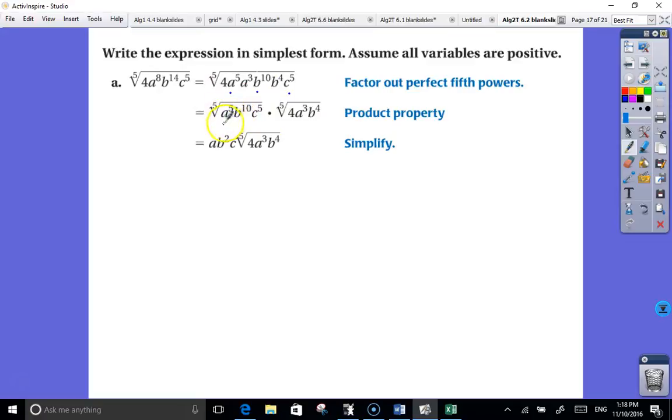Okay, then now we can simplify this by just doing the divide. Exponents by index. 5 divided by 5 makes a to the 1. 10 divided by 5 makes b squared. 5 divided by 5 makes c to the 1st. And again, notice that they had in their directions, assume all variables are positive.